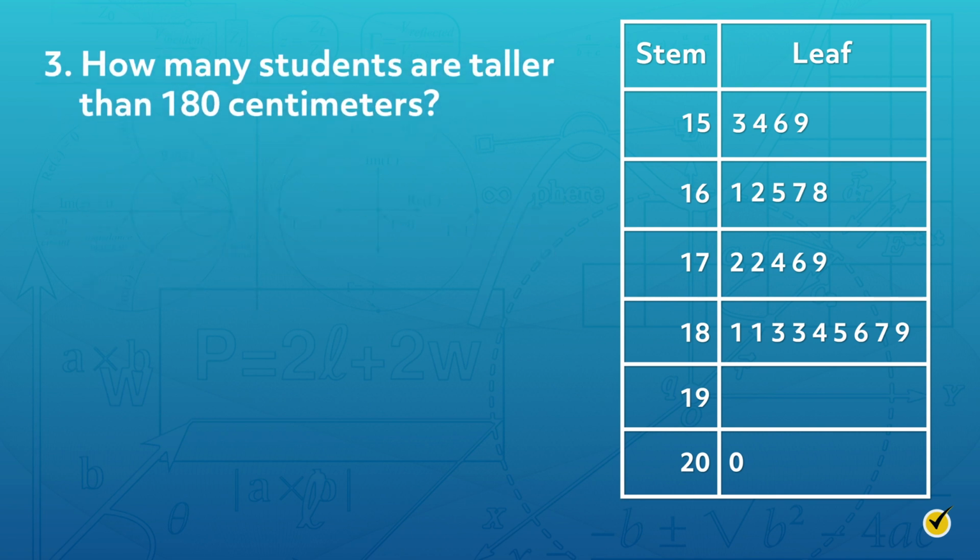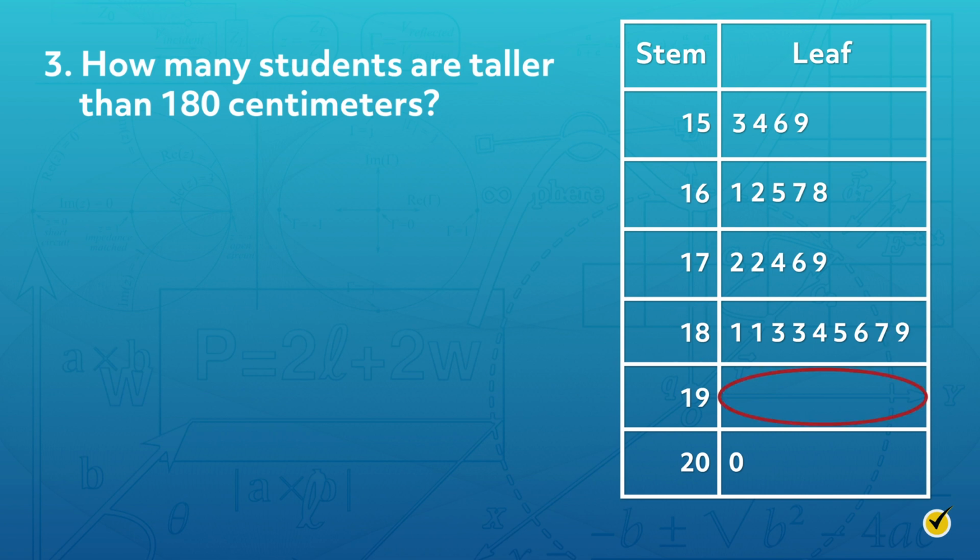How many students are taller than 180 centimeters? To answer this question, we need to count how many numbers have a stem of 18, 19, or 20. Since there are 9 leaves shown for the stem of 18, 9 students are 180-something centimeters tall. 181, 181, 183, 183, 184, 185, 186, 187, and 189.